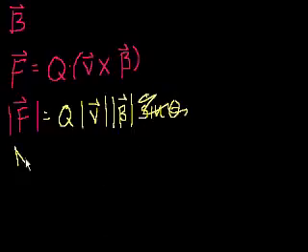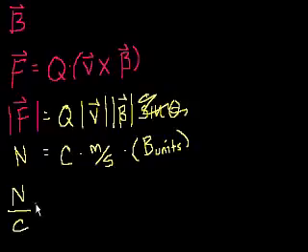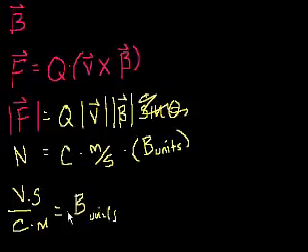So force is newtons. So we could say newtons equals, charge is coulombs, velocity is meters per second, and then times the B units. I don't know what we'll call this, we could call them unit sub B. So if we divide both sides by coulombs and meters per second, we get newtons per coulomb, and then dividing by meters per second is the same thing as multiplying by seconds per meter, equals the magnetic field units. So the magnetic field in SI terms is defined as newton seconds per coulomb meter.